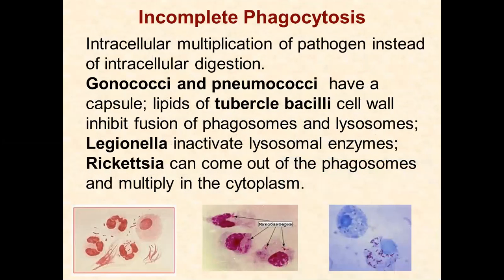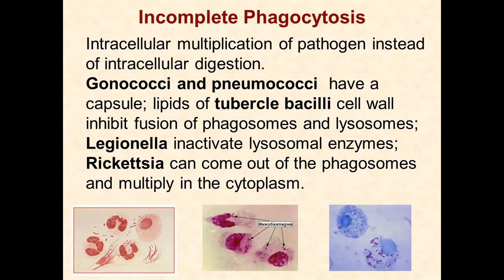But sometimes phagocytosis may be incomplete, and instead of intracellular digestion, we observe intracellular multiplication of pathogens. Because you know from the first part of this lecture that many bacteria have antiphagocytic structures or substances in their composition, like gonococci and pneumococci, which have a capsule that protects them from digestion.